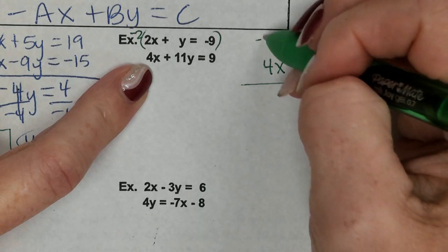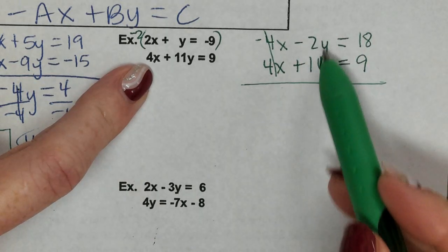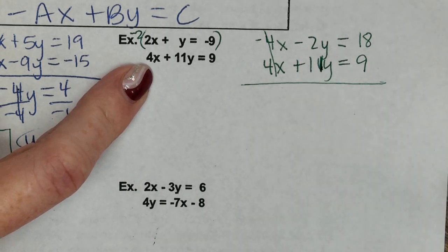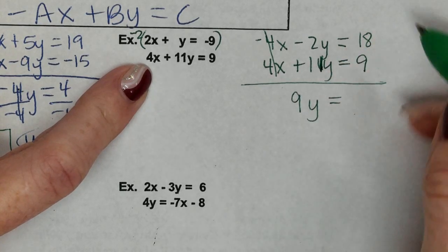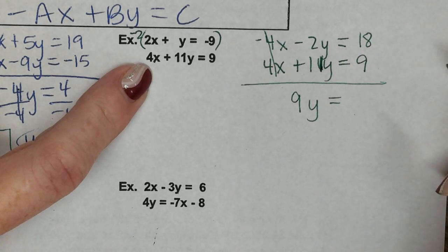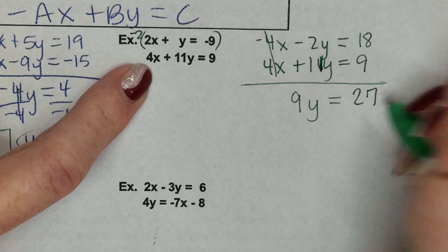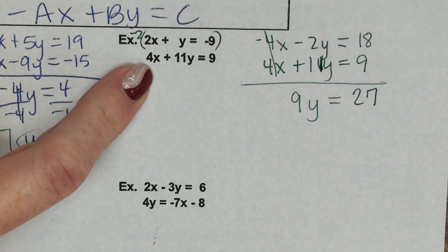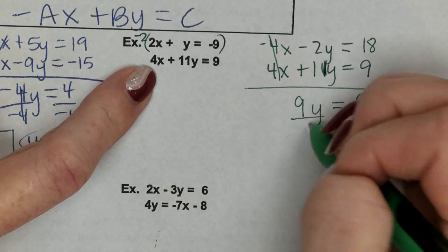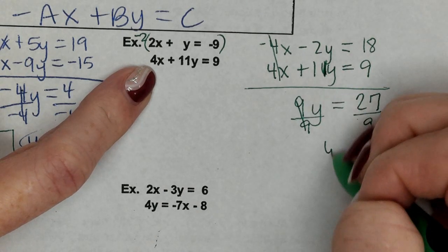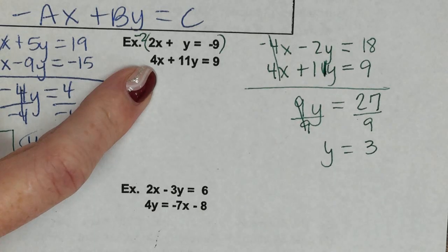Okay, this is going to eliminate. And -2 plus 11 is 9y. And 18 plus 9 is 27. And then I'm going to get rid of the coefficient by division. I'm going to divide by 9. And I get y equals 3.